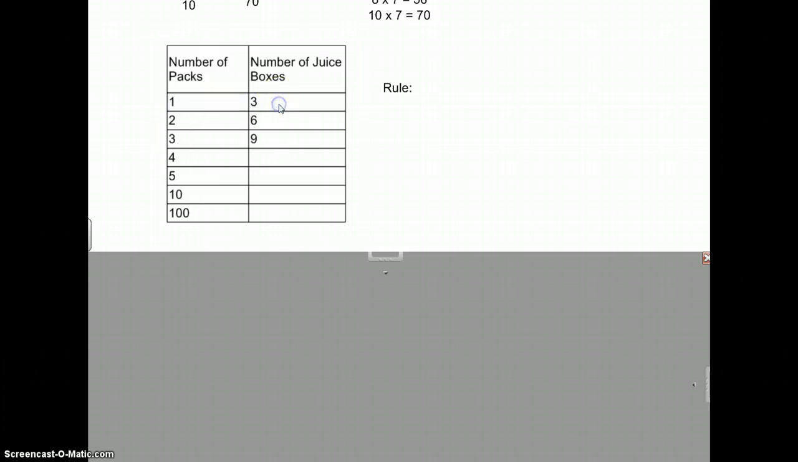1 times 3 is 3. 2 times 3 is 6. Is 3 times 3 9? It sure is. So when you write the rule, when you are looking at a table, I do not want you to write down just times 3. I want you to write down, what are we talking about here? What is this relationship? So for my rule, I'm going to write down my packs times 3 will equal my juice boxes. Okay, so that'll help us remember our pattern.